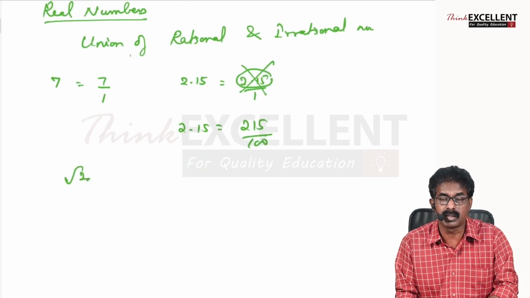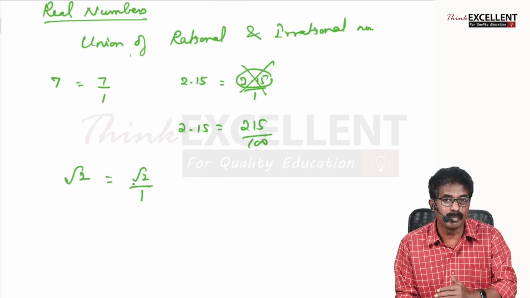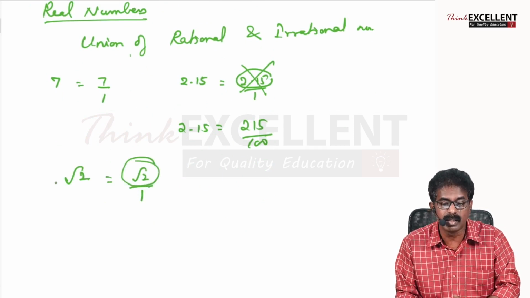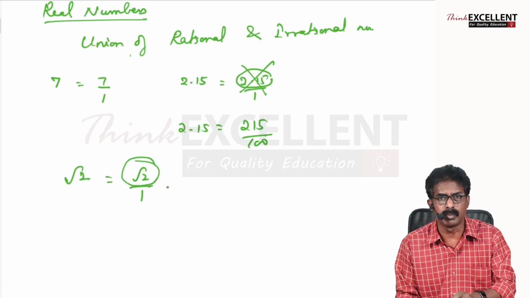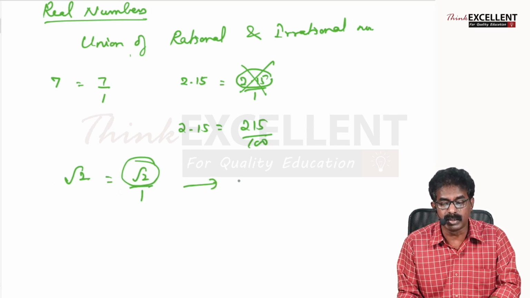Root 2 is not rational, even though you can write root 2 as root 2 by 1. It is in p by q form, but the numerator is not an integer. 1 is an integer, but root 2 is not an integer. So it is not rational, so root 2 is irrational.